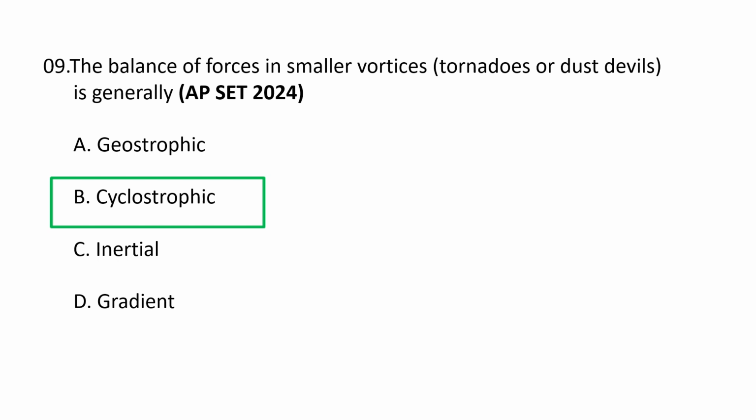The balance of forces in smaller vortices like tornadoes and dust devils is generally cyclostrophic. This means that the inward pressure gradient is balanced by the outward centrifugal force, with the Coriolis force playing a minor role. So the balance of forces in smaller vortices is generally cyclostrophic. B is the correct option.